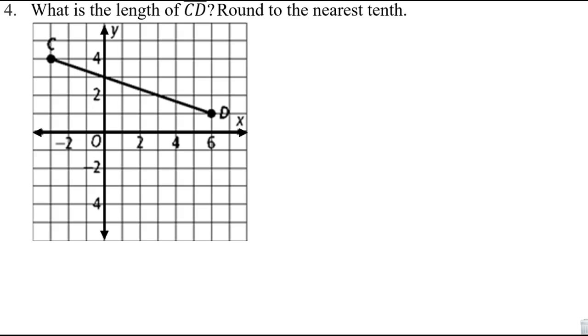Last question we're going to look at is using the distance formula. Problem 4 says, what is the length of segment CD? Length, in other words, find the distance from C to D, round to the nearest tenth. And we have our distance formula.